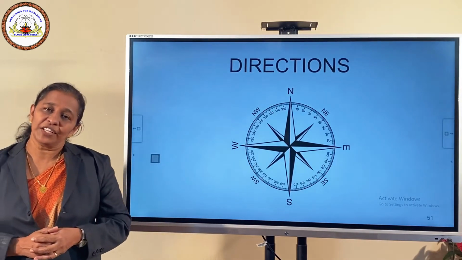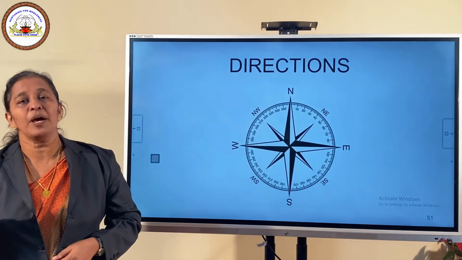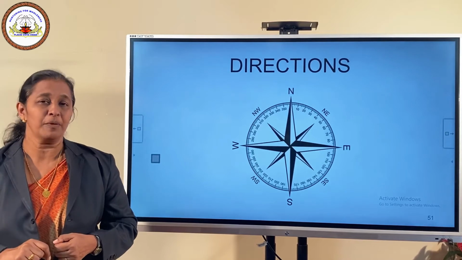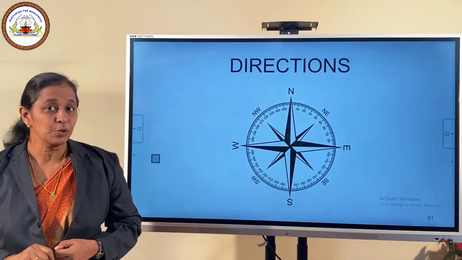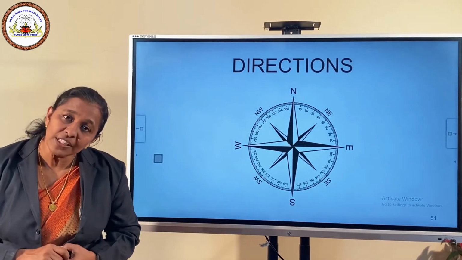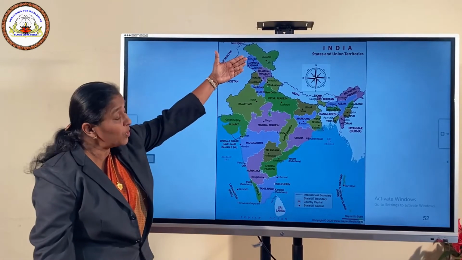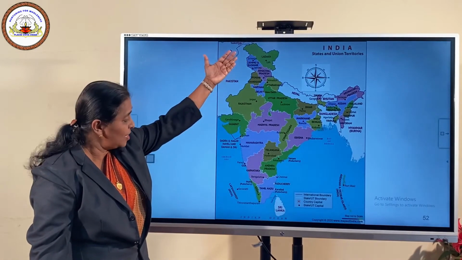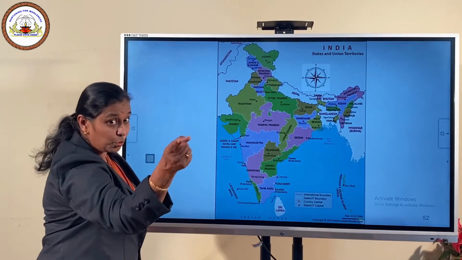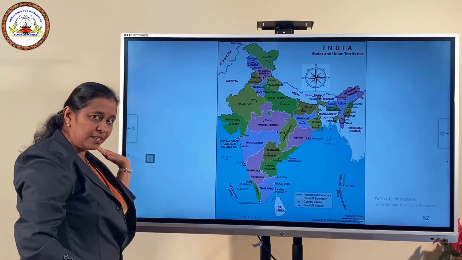How do you find directions on a map? The top of the map is the north. The bottom of the map is the south. To your right is east and to your left is west. See? The top of the map is the north. The bottom of the map is the south. To your right is east and to your left is west.